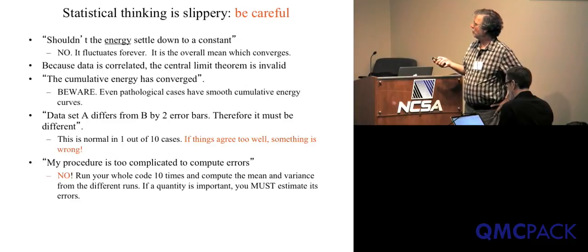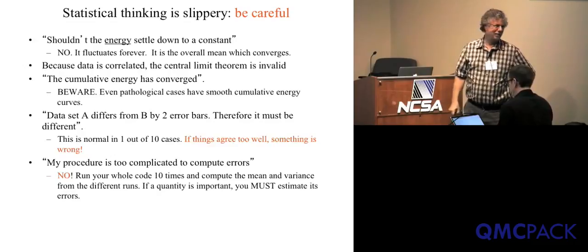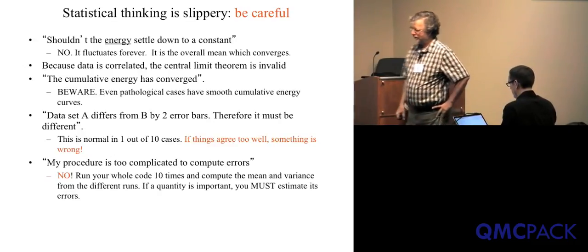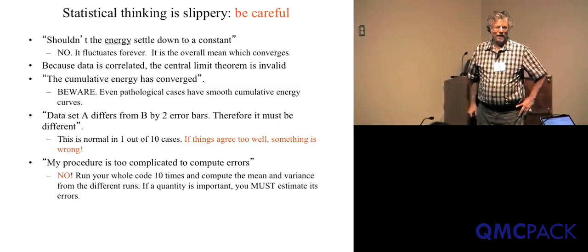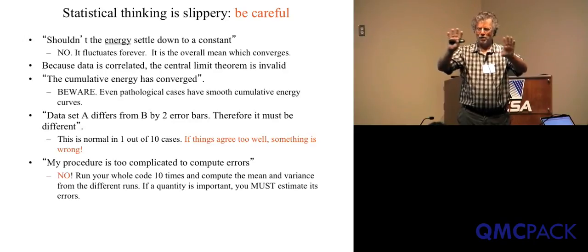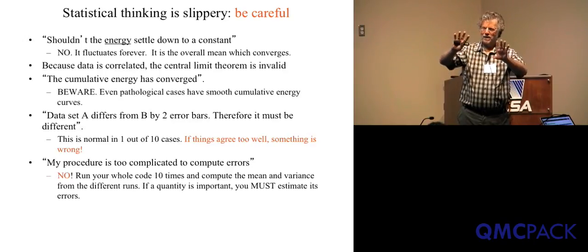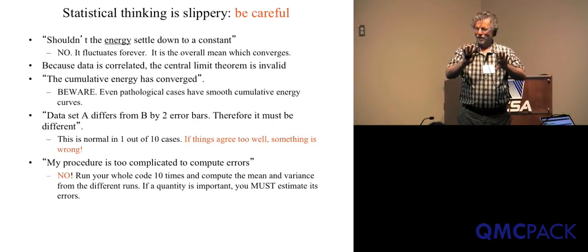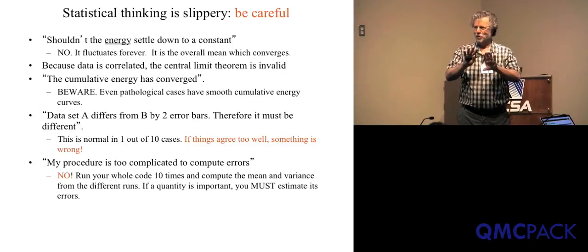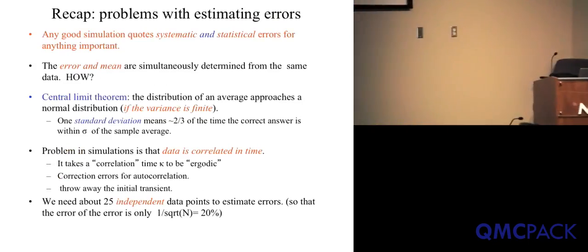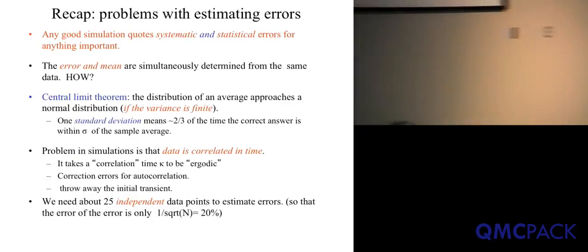Data set A differs from B by 2 error bars, therefore it must be different. Well, we just explained that. This is where statistics can be a confusing subject. If I have 2 results, like code A and code B, and I compare 10 different properties of code A and 10 different properties of code B, there better be some 2 sigma differences. In fact, this is a classic case, something almost always happens.